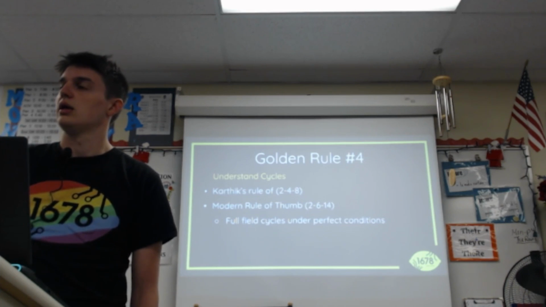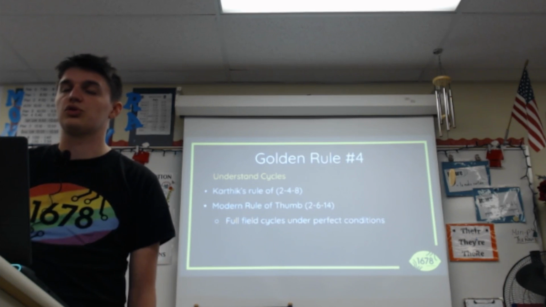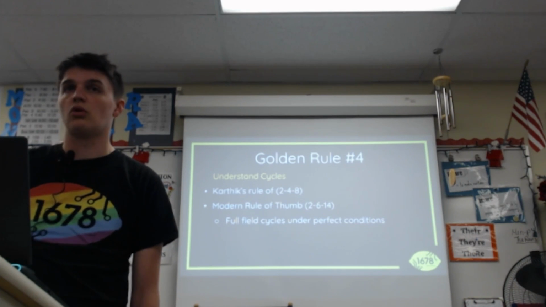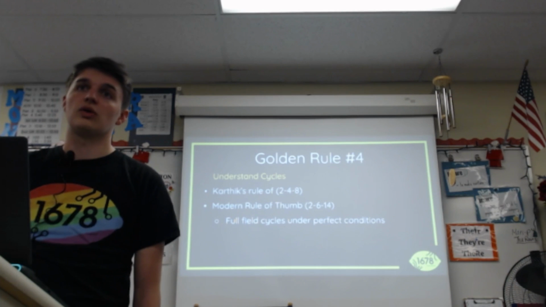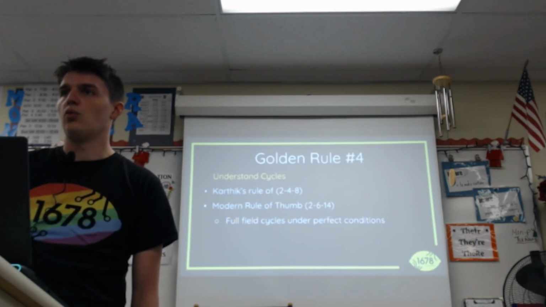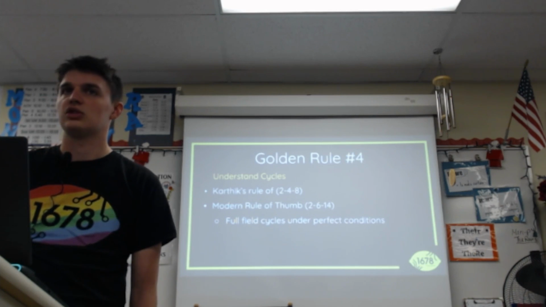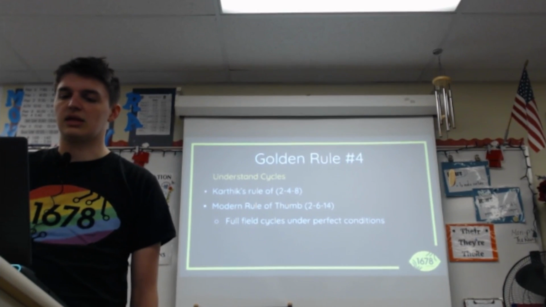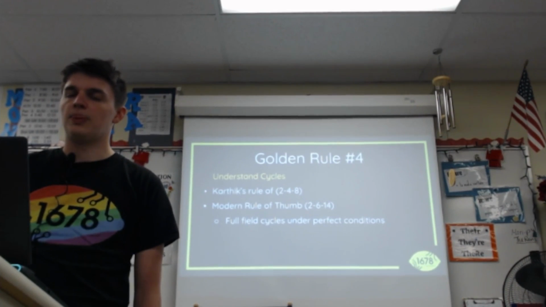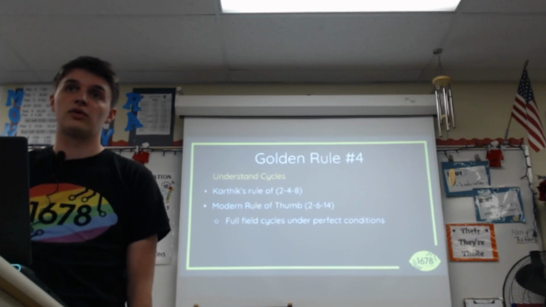So a low robot would score 2 game pieces in a match. A mid robot would score 4, and a top robot would score 8 game pieces in a match. And this was under ideal conditions. With Falcons and Swerve being so prevalent now, that really isn't the case anymore. My personal rule of thumb now is 2-6-14.